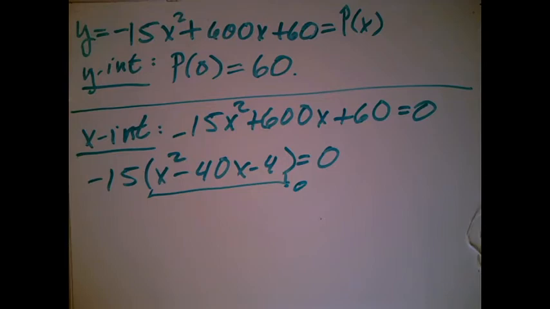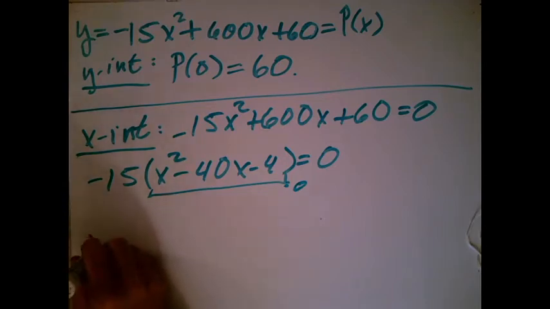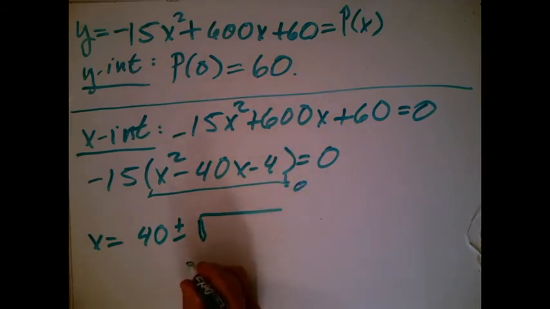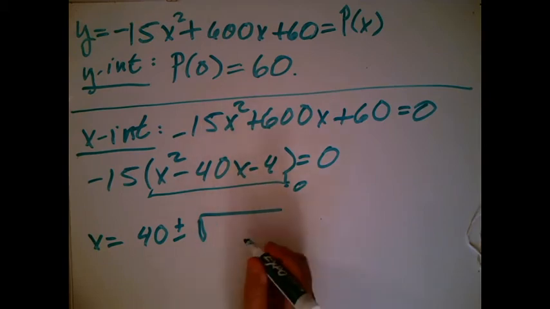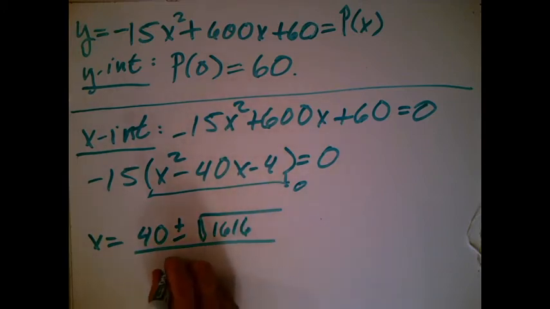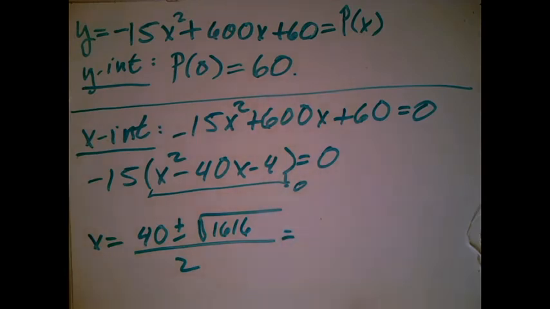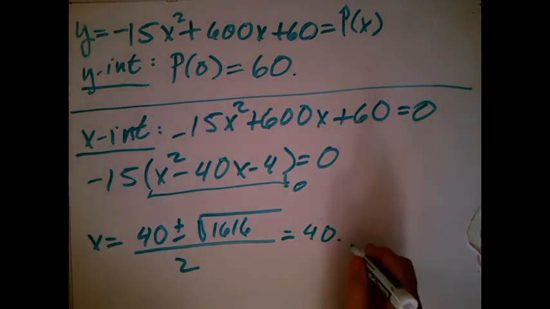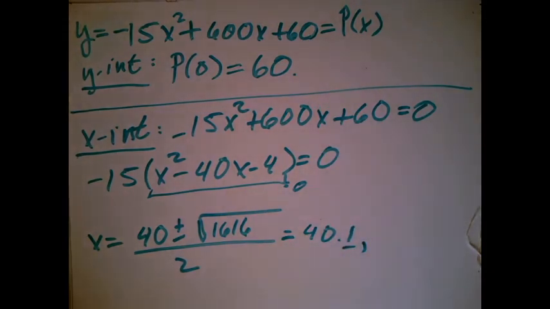It doesn't factor, so we have to use the quadratic formula. So here we go, quadratic formula. I'm going to get x equals 40 plus or minus the square root of 40 squared, which is 1600, plus 4 times 4, no, 4 times 1 times 4, which is 16. So I'm going to get 16 right here, all over 2. Now when I put that into my calculator, I get 40.09 something, which rounds to 40.1, and negative 0.1, which by the way makes no sense because you can't charge a negative price for tickets. So what does this say?